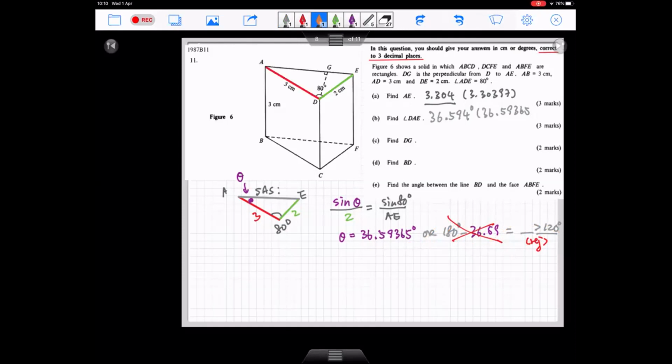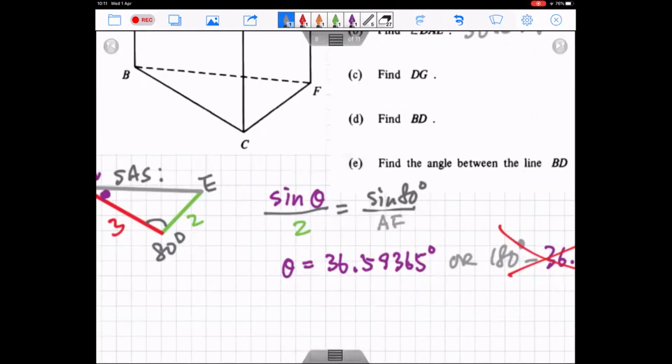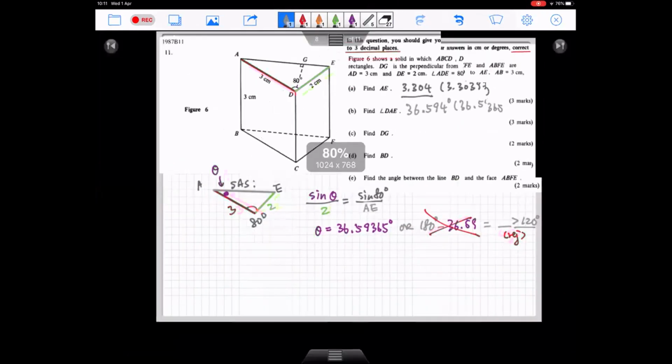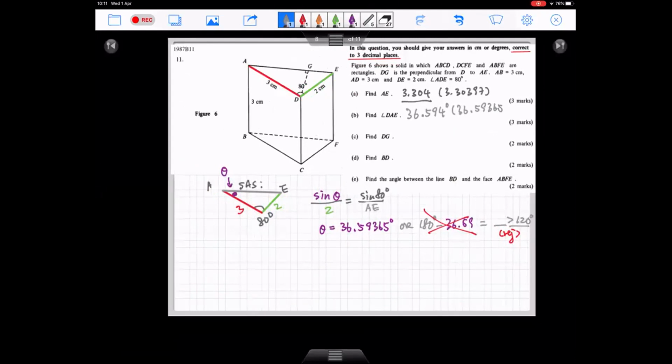So avoid using the sine formula to find angles at all costs. You can use the sine formula to find length, but not the angle. If you can help it, use the cosine formula to find the value of angles. So this is part B. Quite a lot of us make mistakes in part B.